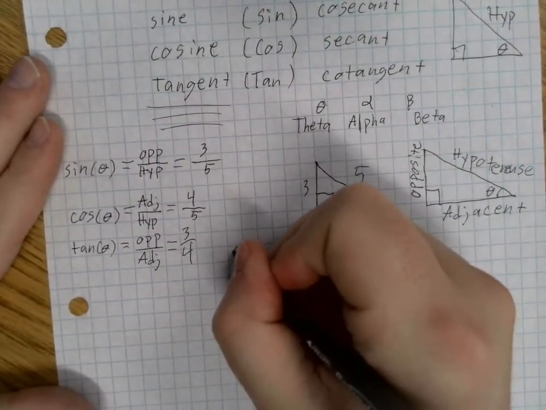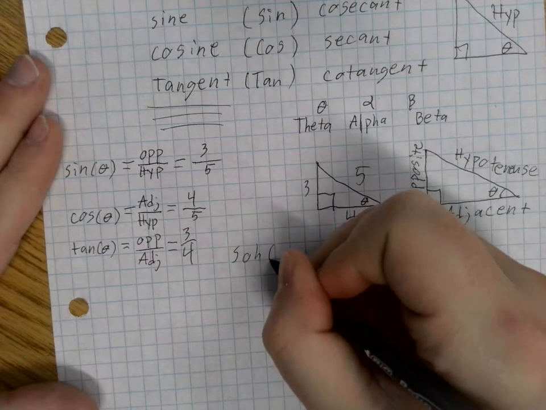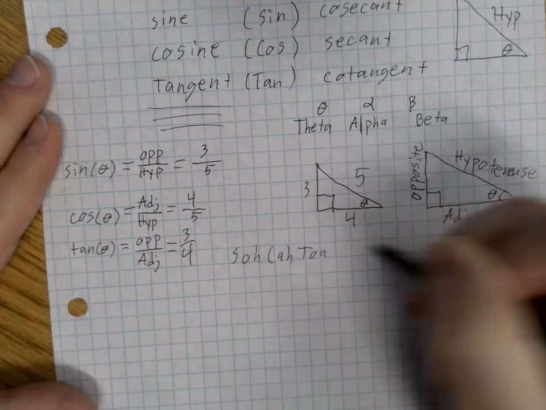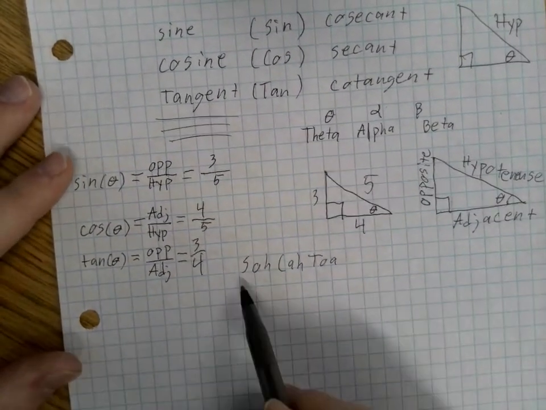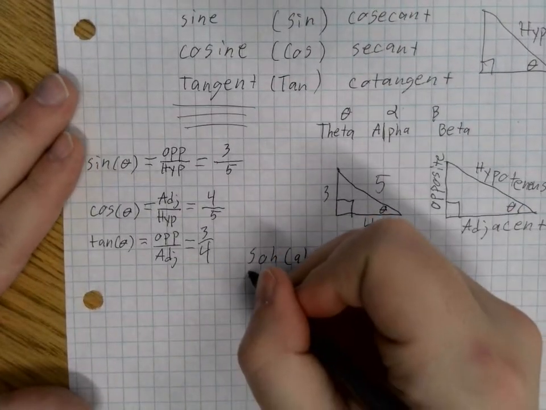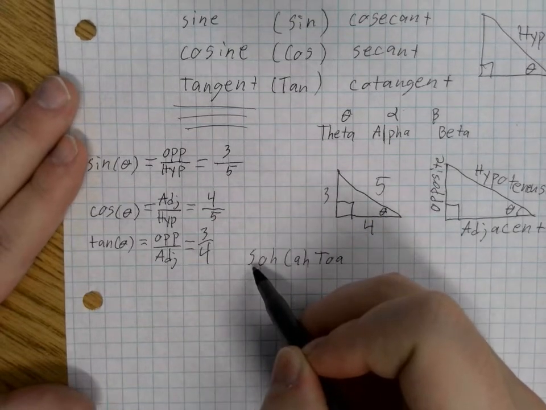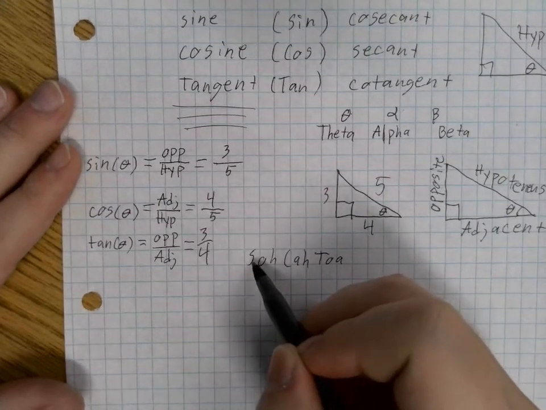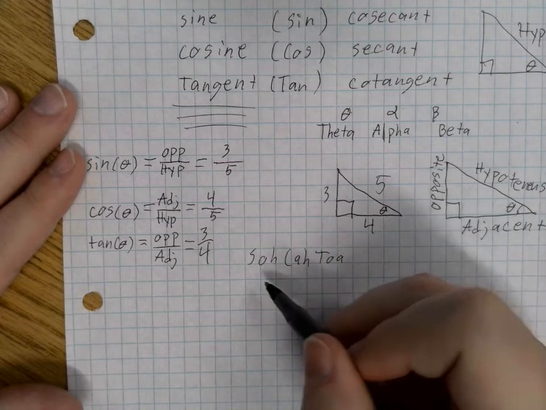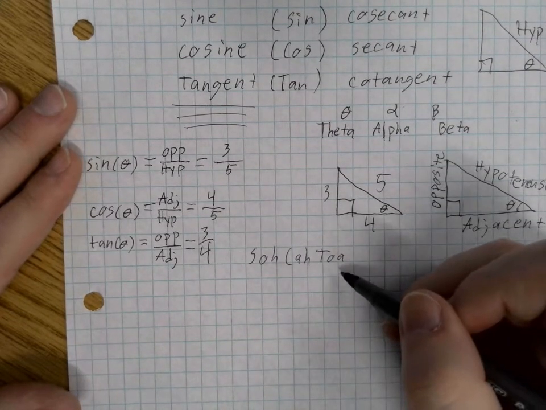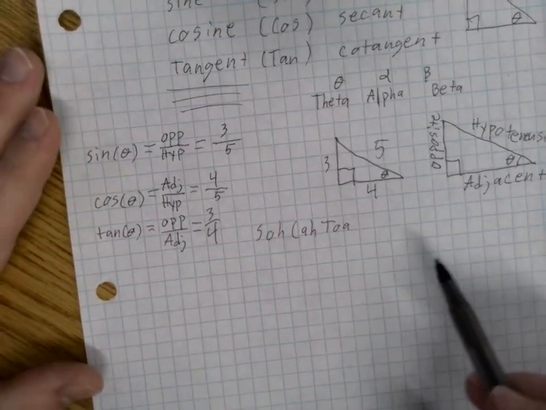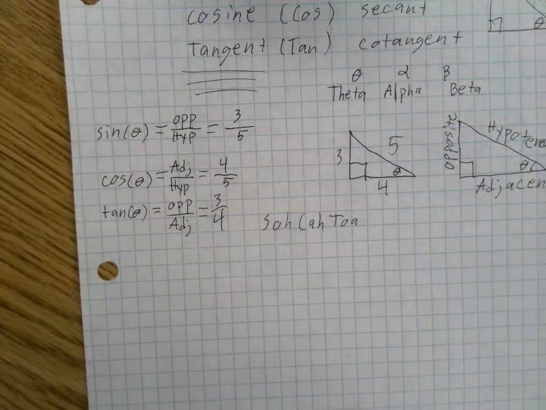So, one way, and this is one of the more common methods, is SOHCAHTOA. SOHCAHTOA, you can remind, is simply: sine is opposite over hypotenuse, cosine is adjacent over hypotenuse, and TOA, which is tangent, is opposite over adjacent. Some people call this SOHCAHTOA.